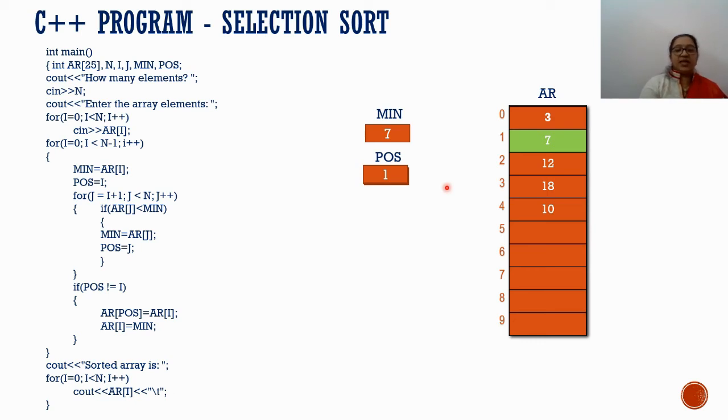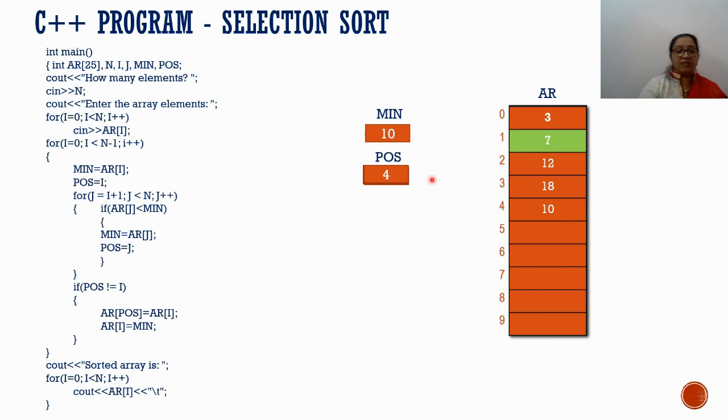Now two numbers are sorted, and 12, 18, 10 are unsorted. So again we want to sort. We keep 12 as the minimum now, and the position as 2. Now we are comparing 12 and 18. 12 is the smallest one. Then 12 and 10. We got the smallest element, so we change min to 10 and the position to 4 now.